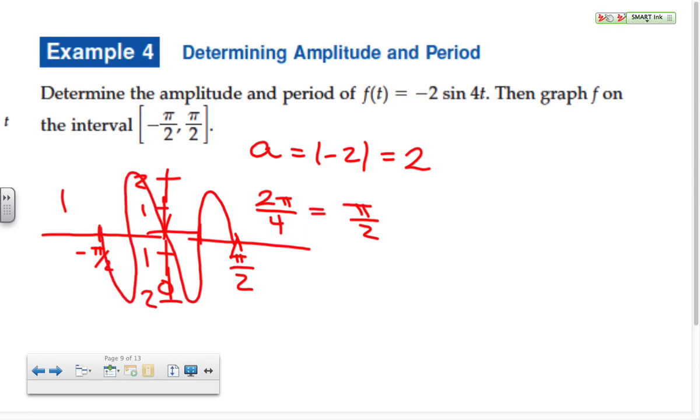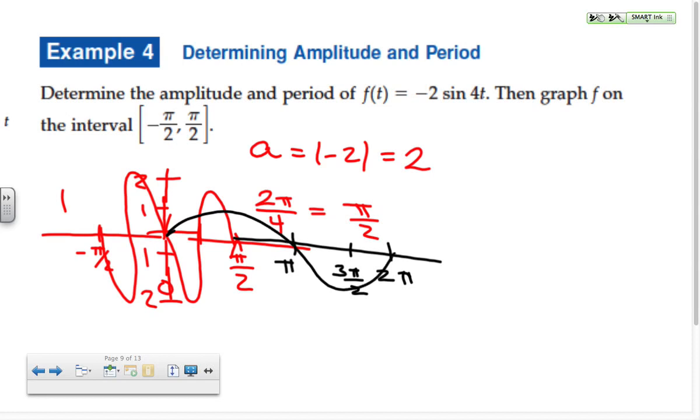Now I want to show you the difference between this and the normal graph. The normal graph cycles every 2 pi. So here's 2 pi, here's pi, and this is 3 pi over 2. The normal graph would go to 1, so it would go like this. Do you see the difference? I just wanted to show you that. It didn't ask you to graph both of them, but I wanted to show you the difference between the graphs.